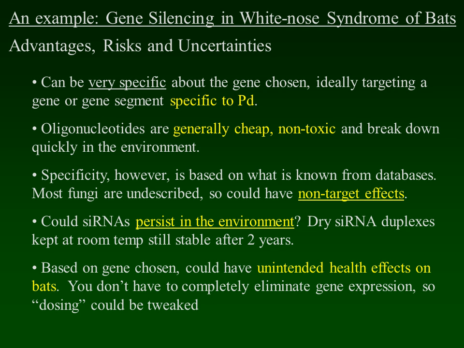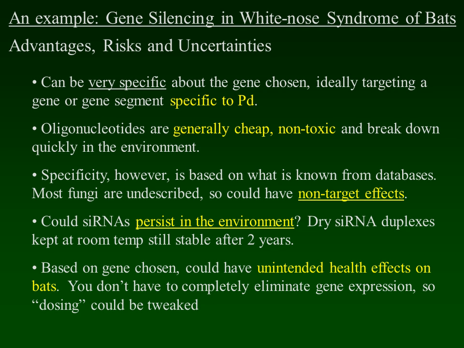And then also the question of, do these small interfering RNAs actually persist in the environment? We know under more ideal conditions they can be stable up to 2 years. We don't really understand how they persist in the environment. So if you decided you wanted to get rid of them, do they really break down quickly, or is it something that might stay in the environment for a long period of time? Then based on the gene chosen, could you have unintended health effects on bats? These are all things that would have to be studied.